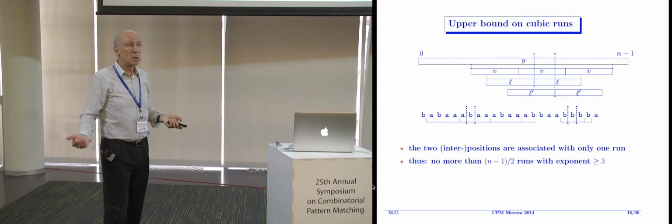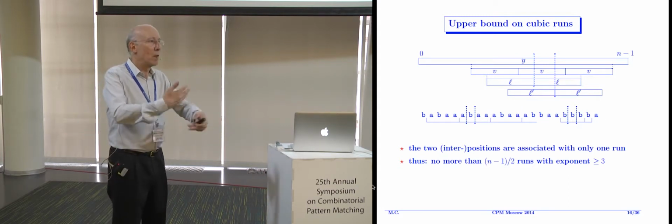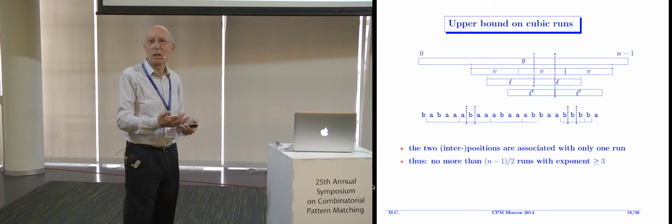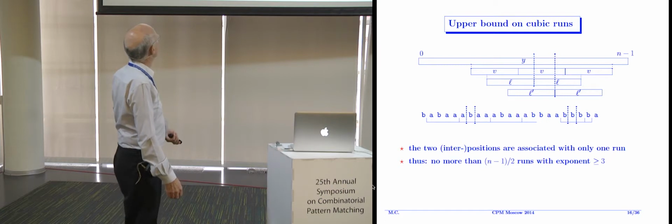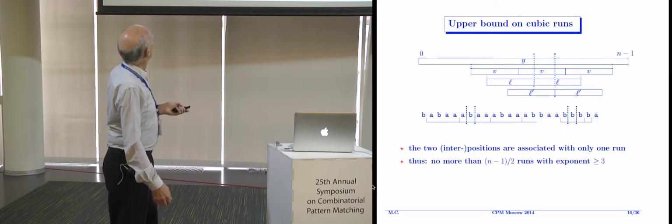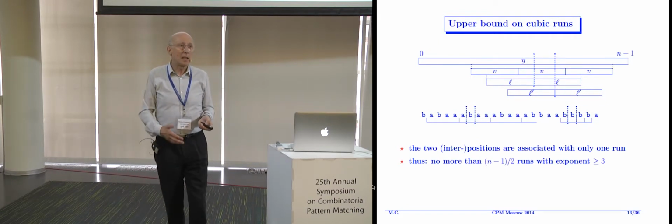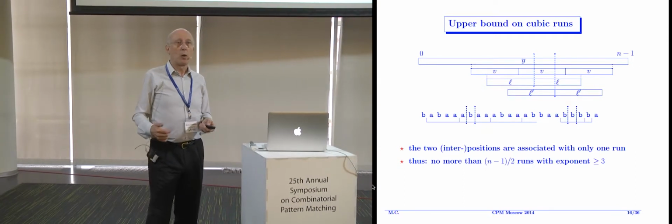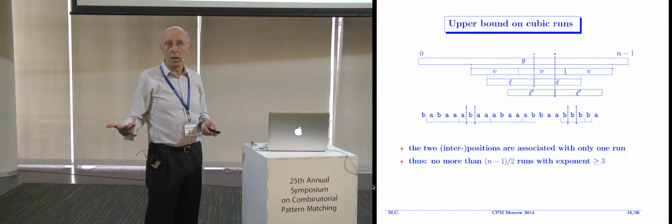This is the type of argument that, if you have some practice with Lyndon words and combinatorics, immediately becomes obvious. It is so simple, but this technique does not apply to the ordinary runs, the runs that start with a square.